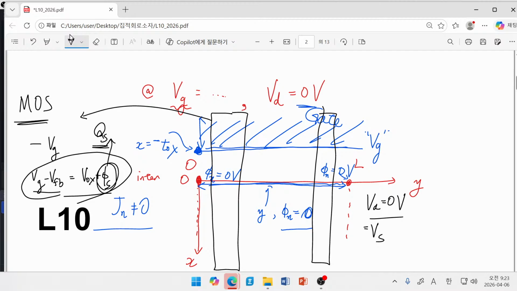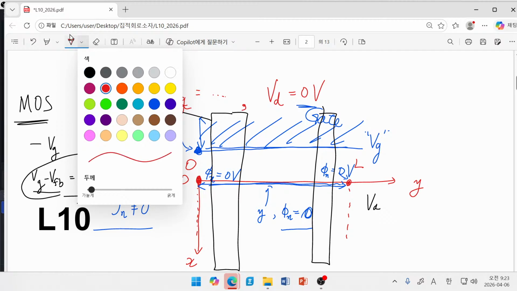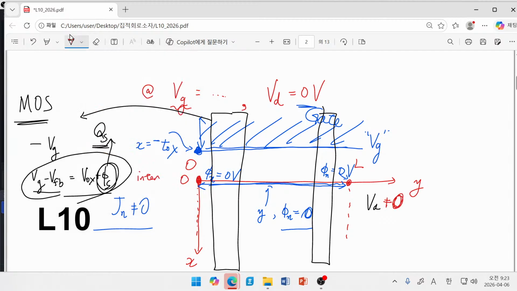The same argument can be applied to this system exactly without any modification. That is the starting point of our discussion. Now we have a device, and now we have a Y dimension. But when we apply 0 volt, everything is just completely normal and nothing new. The only complication occurs when we now apply a non-zero value of this drain voltage.